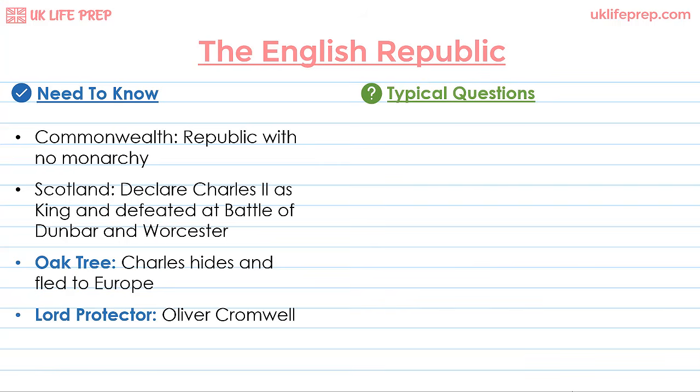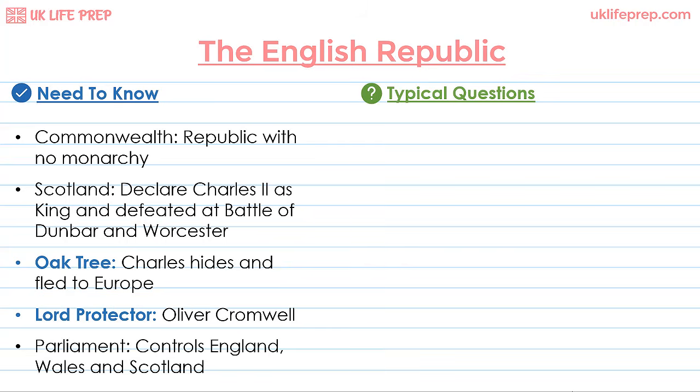Oliver Cromwell, who was the general of the English army and defeated Charles II, is given the title of Lord Protector, which basically made him the leader of the new republic. As a result of defeating Charles II, Parliament now controlled Scotland as well as England and Wales. Things I'd remember from this section would be what Charles II famously hid in before he fled to Europe, and who was given the title of Lord Protector.